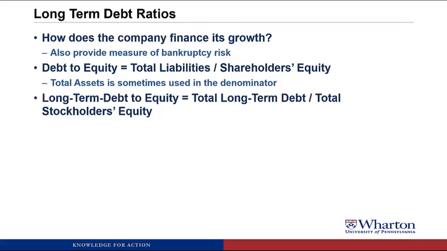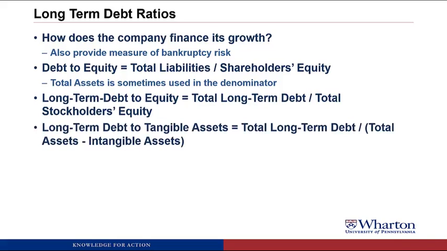The next ratio specifically looks at long-term borrowing. So it's long-term debt to equity, total long-term debt divided by total shareholders' equity. And this is getting at how the company is financing its long-term growth. Is it using equity, or is it using long-term borrowing?